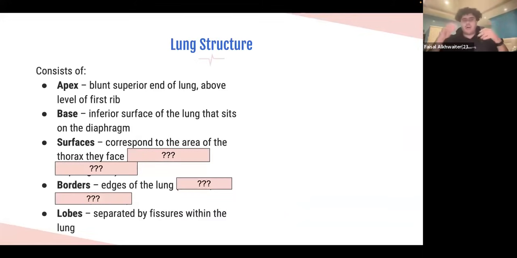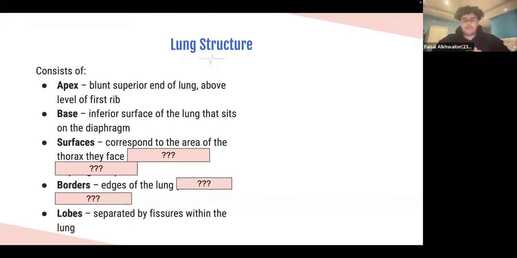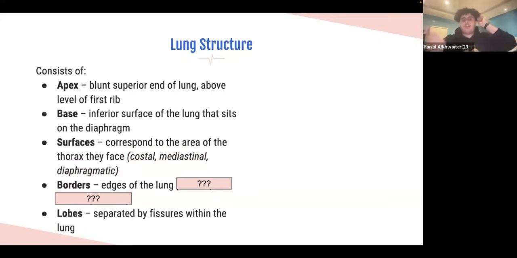So basically, the lung consists of an apex, which is the top part, the base, which is the inferior part, and then you've got surfaces, borders, and lobes. For the surfaces, it is usually what area of the thorax it faces. So we have 3 surfaces. Does anybody know what the surfaces are? Anterior, posterior, and lateral. We can also call them in relation to what they are facing: costal, mediastinal, and diaphragmatic. And for the borders we call them anterior, posterior, and inferior.